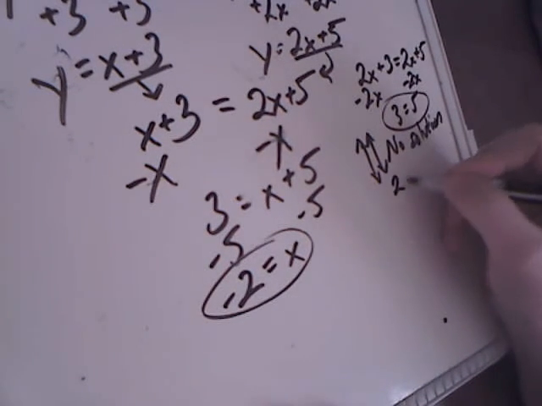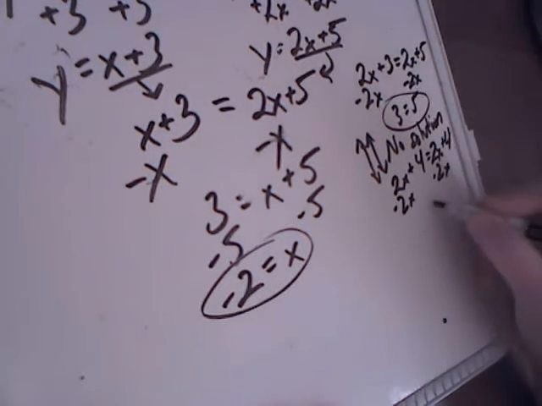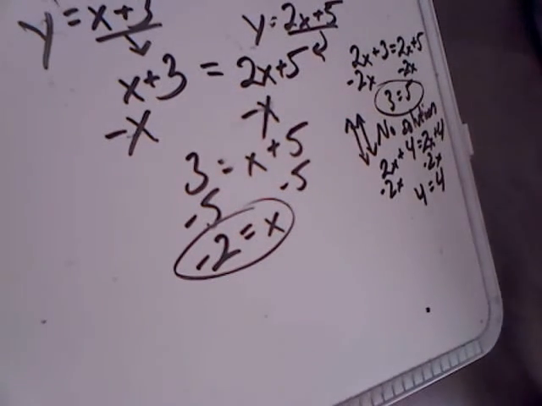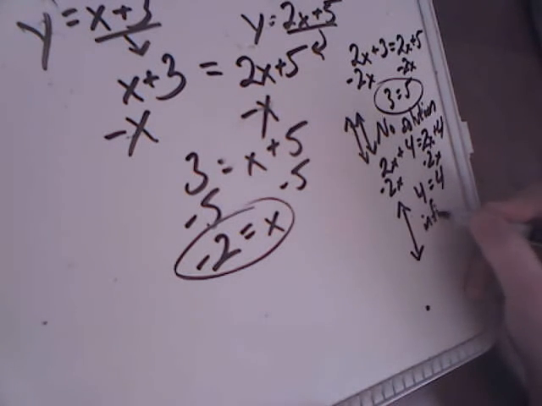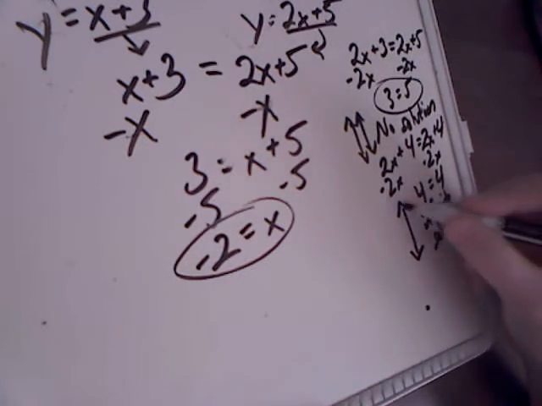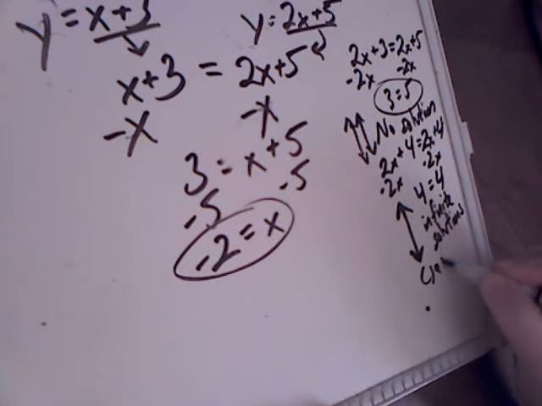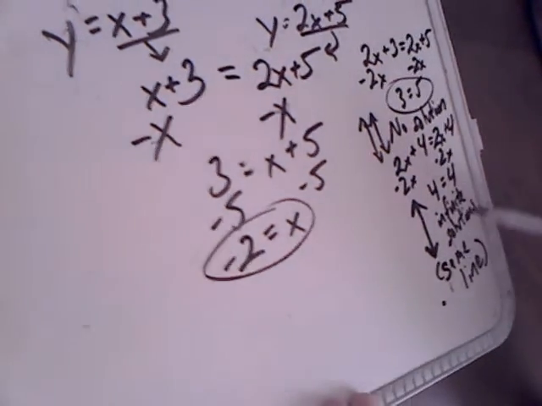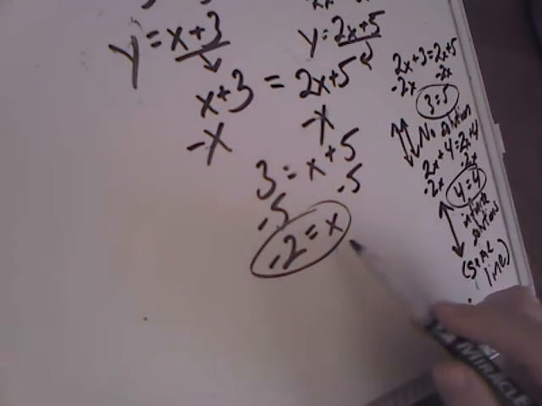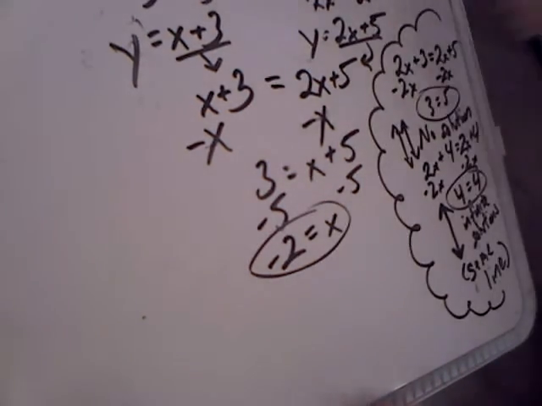If you would have had something like 2x plus 4 equals 2x plus 4, and you subtract 2x from both sides, you would have gotten 4 equals 4. That means that these two are the same line, which means there are infinite solutions, because this line right here would represent our first equation and also our second equation. They're the same line. So those are two other options. Just keep in mind that these are possibilities.